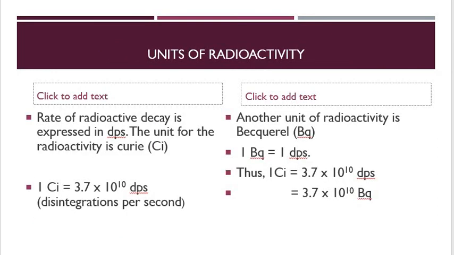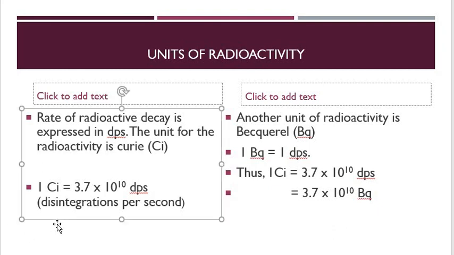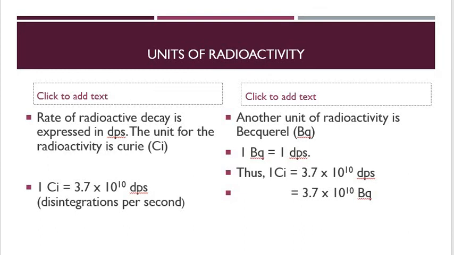Now, units of radioactivity. Rate of radioactive decay is expressed in DPS. We all know that. The unit of radioactivity is Curie, and 1 Curie is equal to 3.7 multiplied by 10 raised to 10 DPS. Another unit of radioactivity is becquerel, and 1 becquerel is equal to 1 DPS. So 1 Curie is equal to 3.7 multiplied by 10 raised to 10 DPS, or 3.7 multiplied by 10 raised to 10 becquerel.